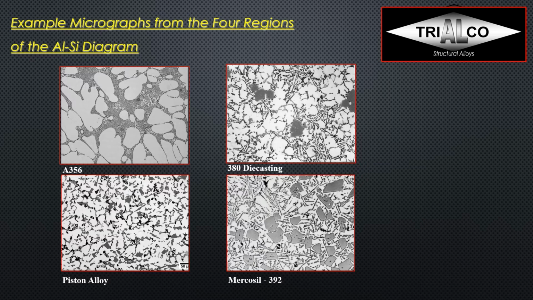Just like the 380 die casting, we have a lot of elements in there that just make it strong and hard, but not very ductile. We don't have nice round shapes like on top. And then to the right, we see the Mercosil 392, and here we can see, of course, these darker gray spots. They are silicon, and as we've seen before in the phase diagram, here the silicon actually solidifies first as the alpha phase, and then the other elements are freezing after.